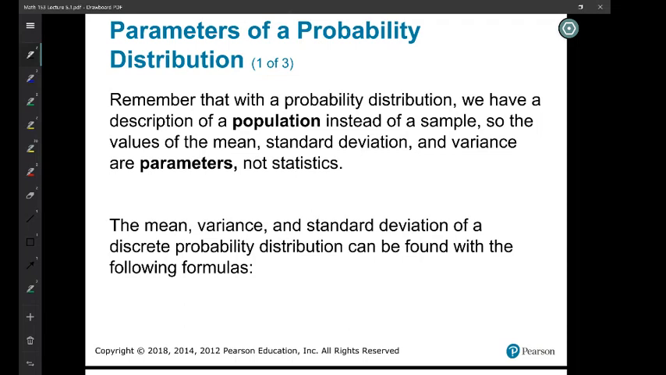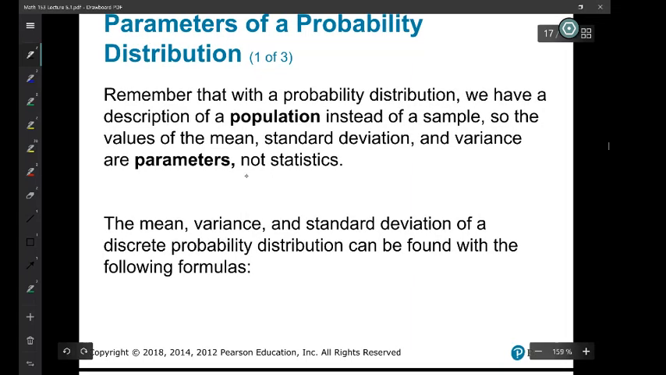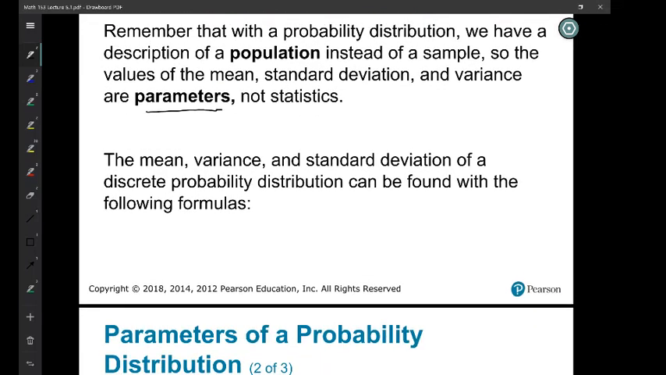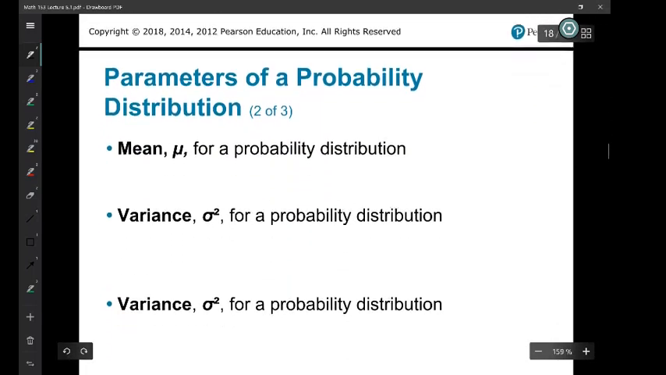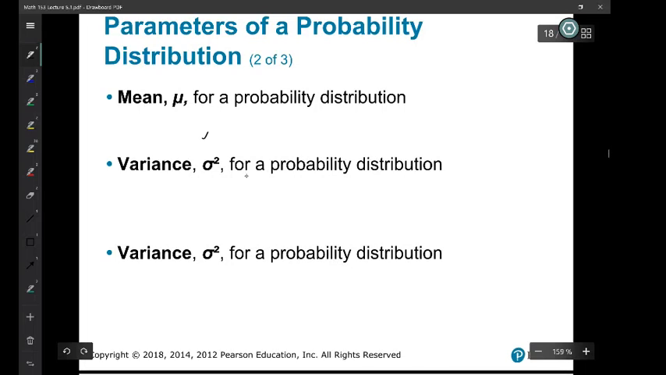And recall that with a probability distribution, we have a description of a population instead of a sample. The values of mean, standard deviation, and variance are parameters and not statistics. We can find these parameters with the following formulas. The mean of a probability distribution is the sum of the x values times their respective probabilities.